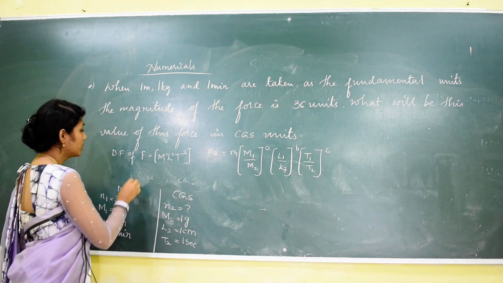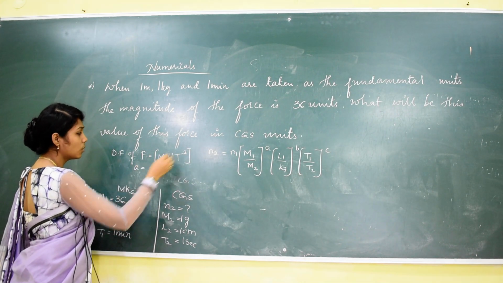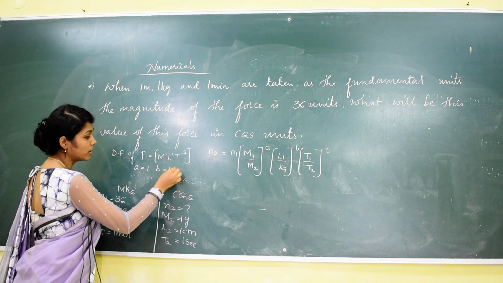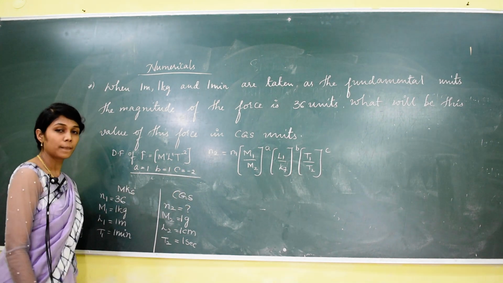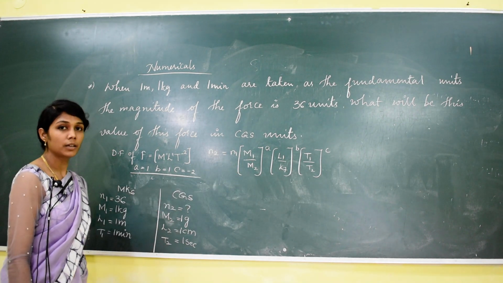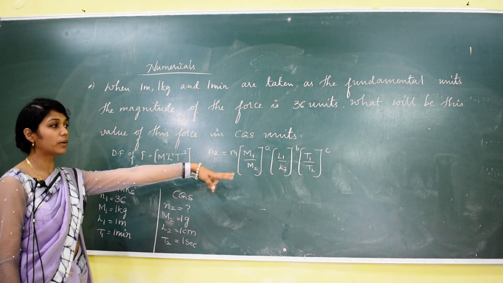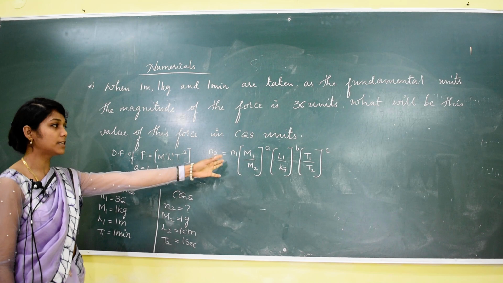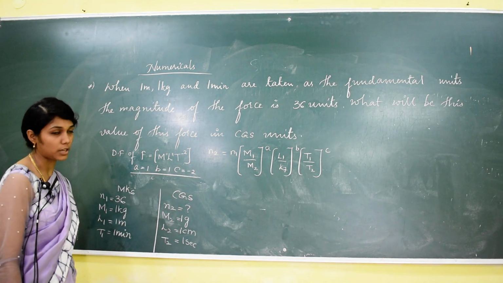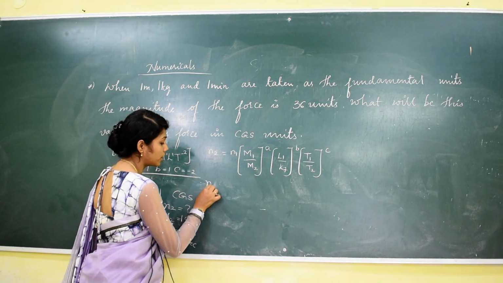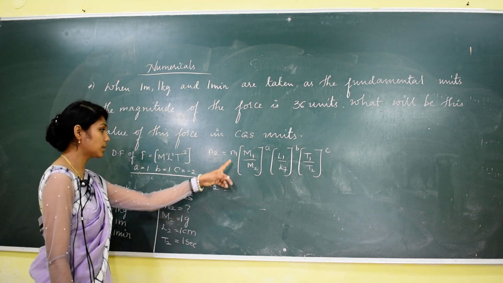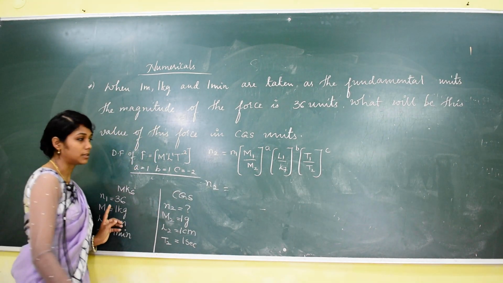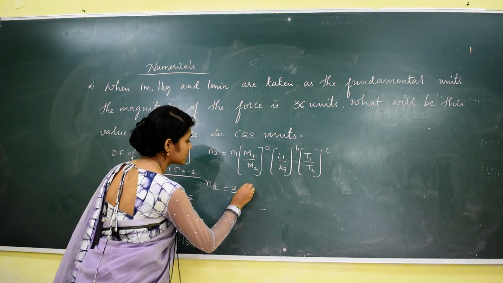So therefore we have a = 1, b = 1, c = -2. Now I am going to apply the values of m1, m2, L1, L2, T1, T2 and a, b, c, n1 directly to that expression to get the value of n2. So n2 is equal to, n1 is 36, so let me write 36 here.